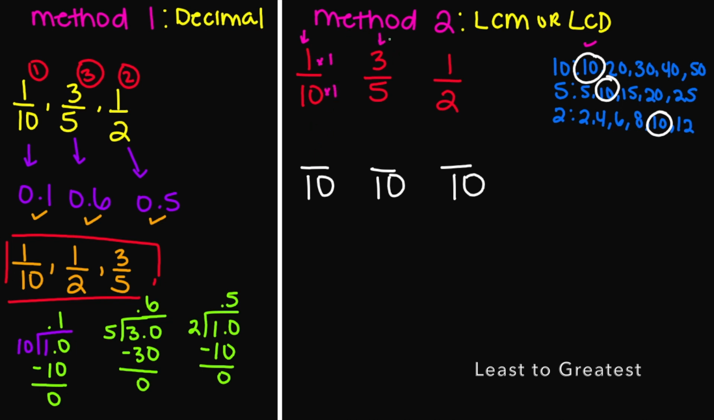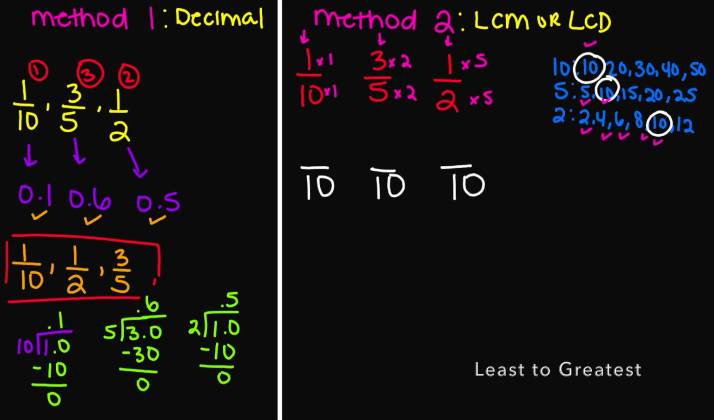Next, my 3 over 5, I'm going to multiply top and bottom by 1, 2. So top and bottom here, by the number 2. And then this fraction here, this multiple of 2, I'm going to multiply top and bottom by 1, 2, 3, 4, 5. So this is going to be 5.